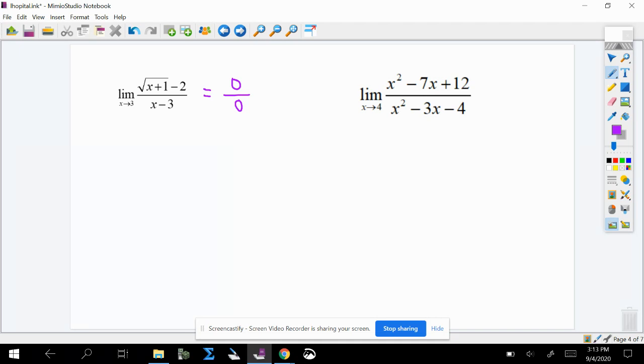So there was a way to do this by rationalizing and multiplying by the conjugate. Again, nothing enjoyable. So the L'Hôpital option is take the derivative of the top. So the derivative of the top is a chain rule, power out front, power 1 less. Derivative of what's inside is just 1. Derivative of the bottom is 1.